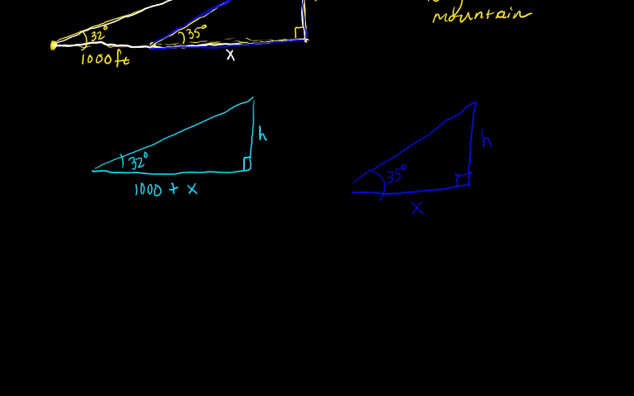And I'm going to be able to solve this by using some substitution and being able to find everything that I need. So take a look, here we go, right? Let's write a trig function for this one. Hopefully you would agree that I could use tangent, and tangent of 32 degrees would equal h over 1,000 plus x. And then for this guy over here, I would say tangent of 35 degrees equals h over x.